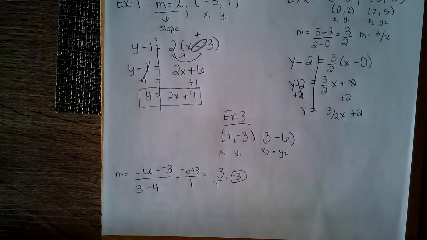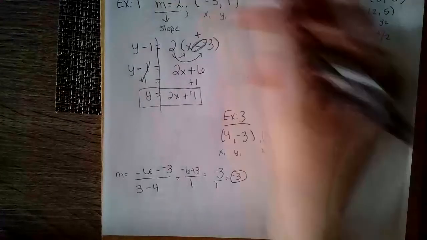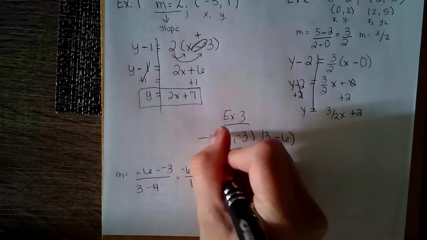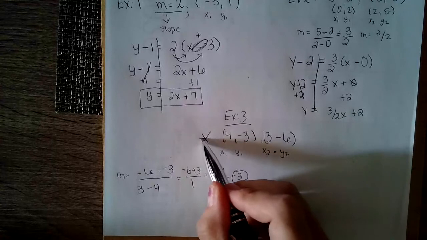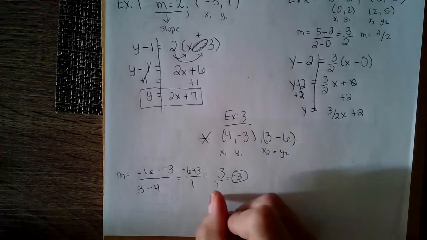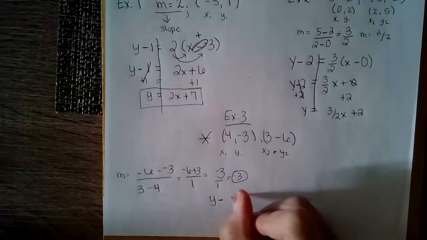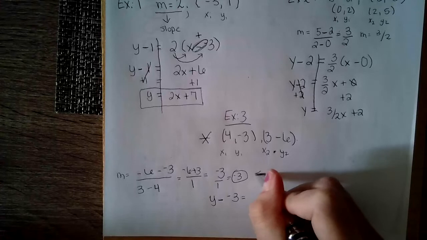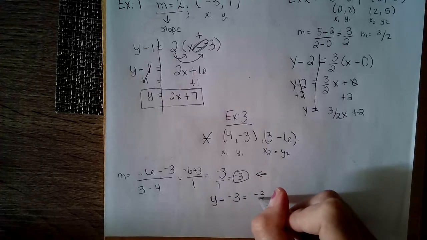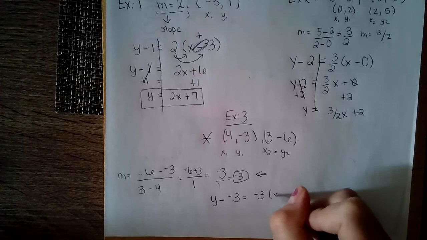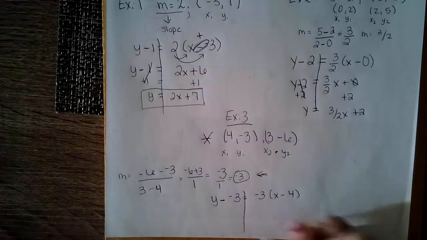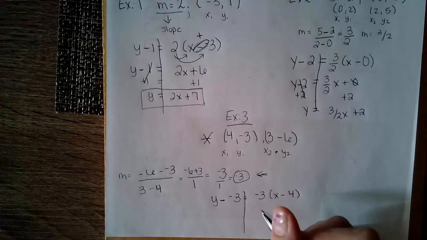Now all I have to do is take that and plug that into my slope point formula up here. So I'm going to take this one. Doesn't matter which one you take. You can take this one or that one. So I'm going to take y minus negative 3, and I'm going to set that equal to my discovered slope, which is negative 3, and that's going to be times x minus 4. And now distribute.